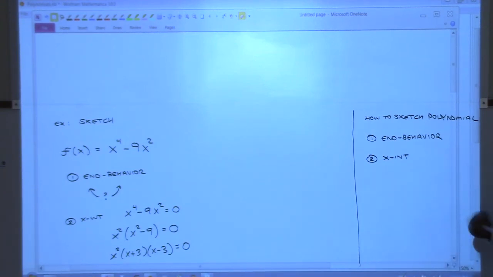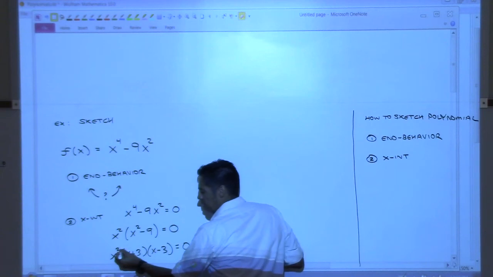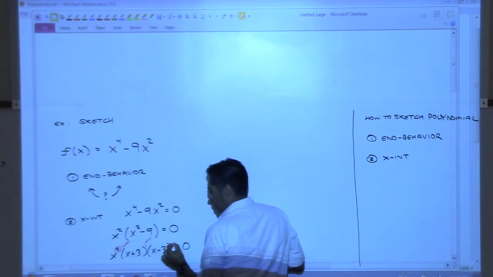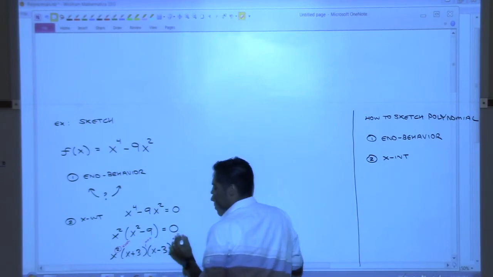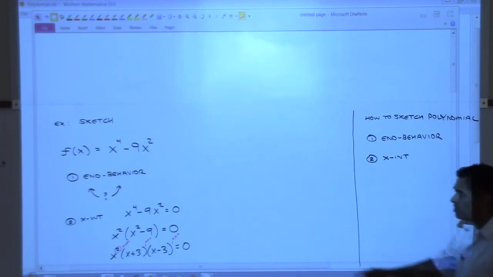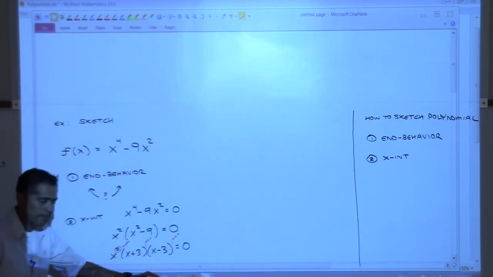At this point, can you tell me bouncing and crossing? Can you tell me at this point? You can. You know that this is even, right? Even. This is odd. And this is odd, right? So you already know right now what's going to happen at each of these x-intercepts. But you have to set these equal to 0. Don't forget, you have to set these equal to 0 at this point.